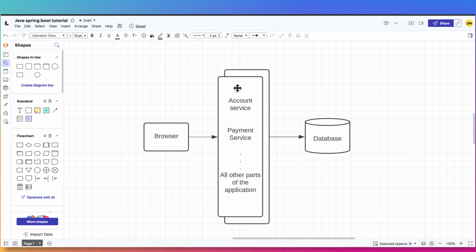Our application is all in one stack. Our code all resides here, and all other parts of the application, as you can see, the account service, the payment service, all go down to one database. So if there is a fault in the account service, all of the services are going to be down. The payment service will be down, and this is going to be down. Or if there is a bug or something that is preventing this application from starting up, it's going to affect every other part of the service.